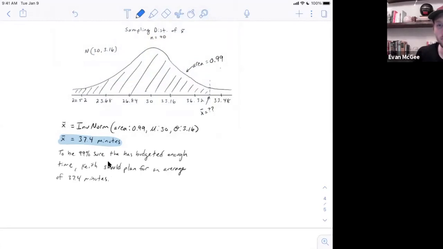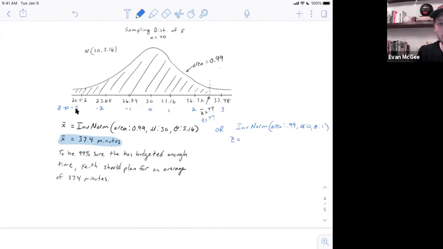Another way you can solve this problem is to convert these to their z-scores. And I just want you to be familiar with this method, even though it's not a requirement for this. It's just a good reminder to think about the fact that each of these values has a z-score. For example, 30 has a z-score of 0 because it's 0 from the mean. 33.16 has a z-score of 1 because it's 1 standard deviation above the mean. And like you'll see in the book, they like to find the z-score and then calculate the sample mean from that. I'll show you how to do that as well.